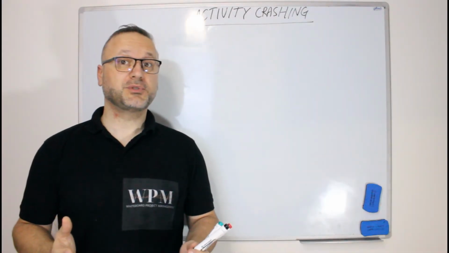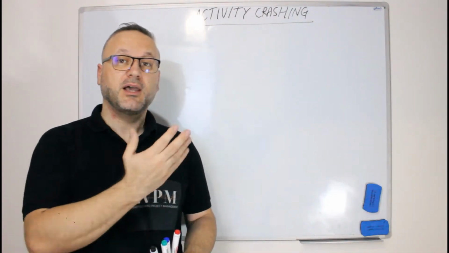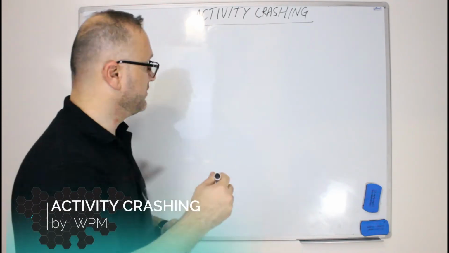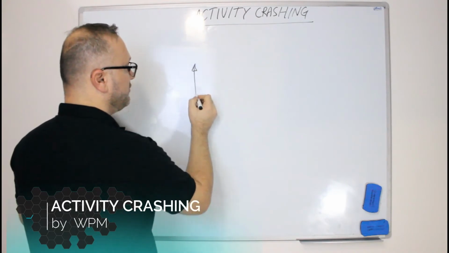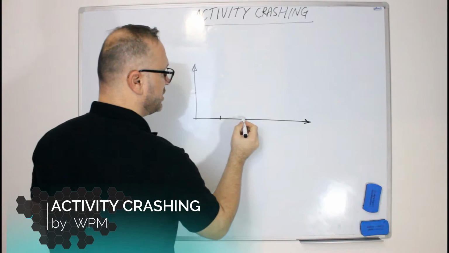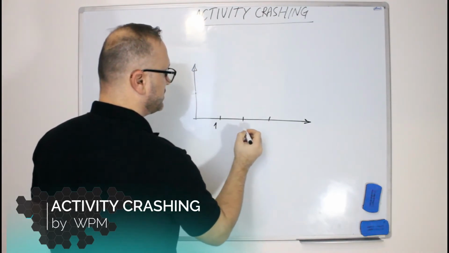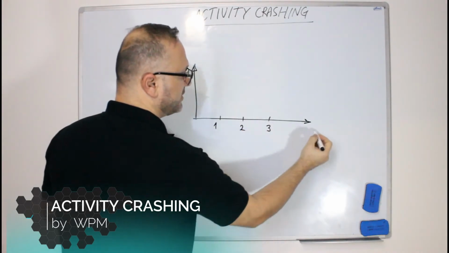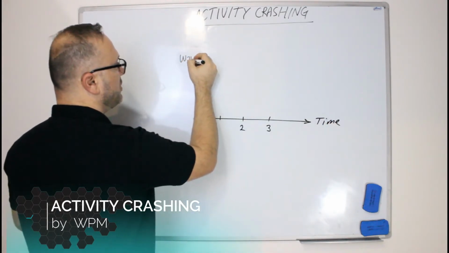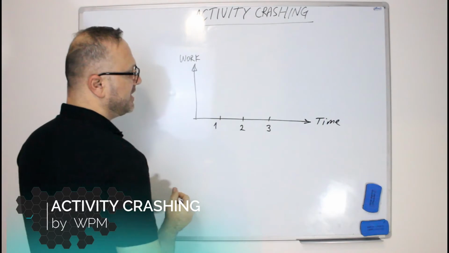Crashing is a method used to reduce activity duration. Let's hit the whiteboard and explain the activity crashing. If we have an activity which is planned for, let's say, 2 days, so this is the first day, second day, and third day. This is time, and this is the work required for that time.